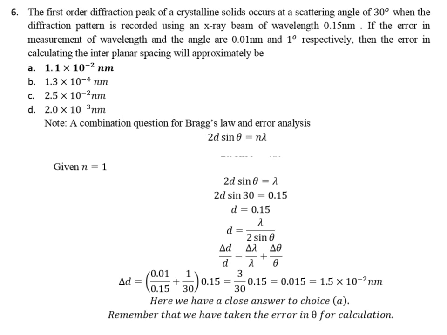So delta d equal to 0.01 by 0.15 plus 1 by 30 into 0.15 equal to 1.5 into 10 raised to minus 2 nanometer. So this is very close to choice number A rather than choice number C. And you should also remember that we have taken the error in theta for calculation, while we should have taken the error in sin theta calculations.